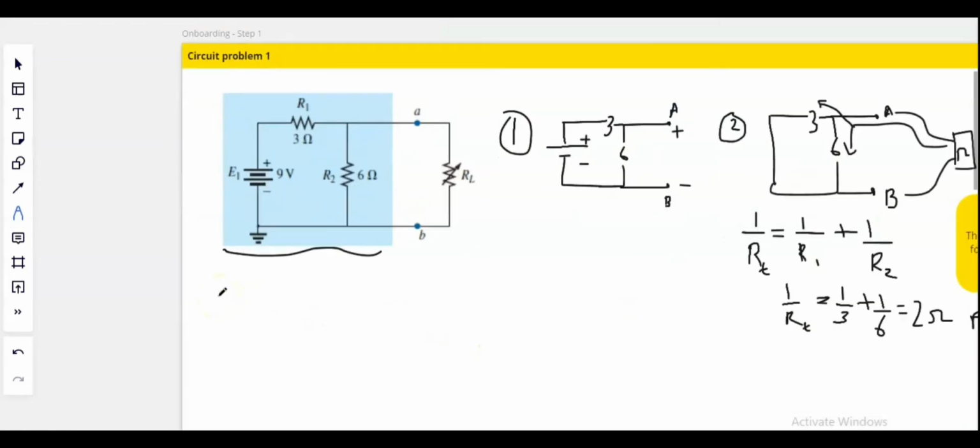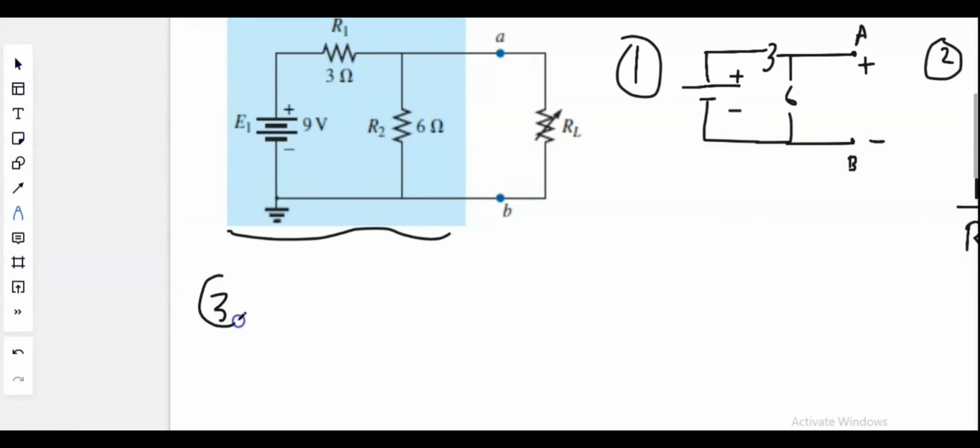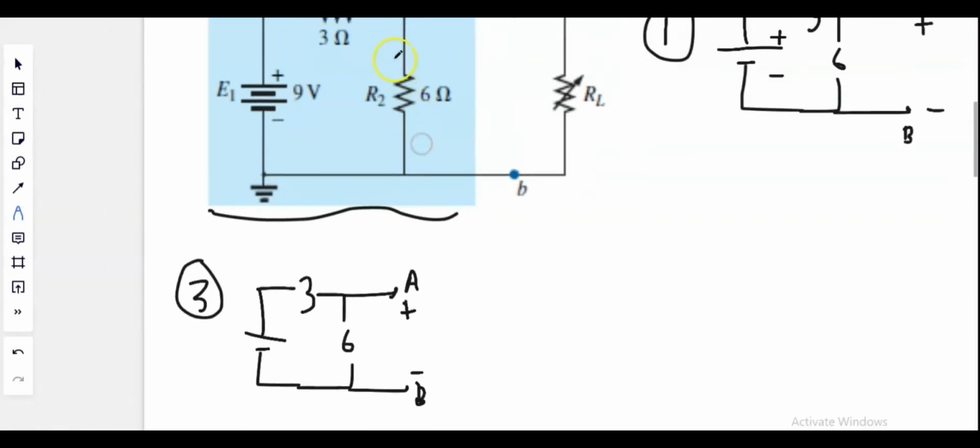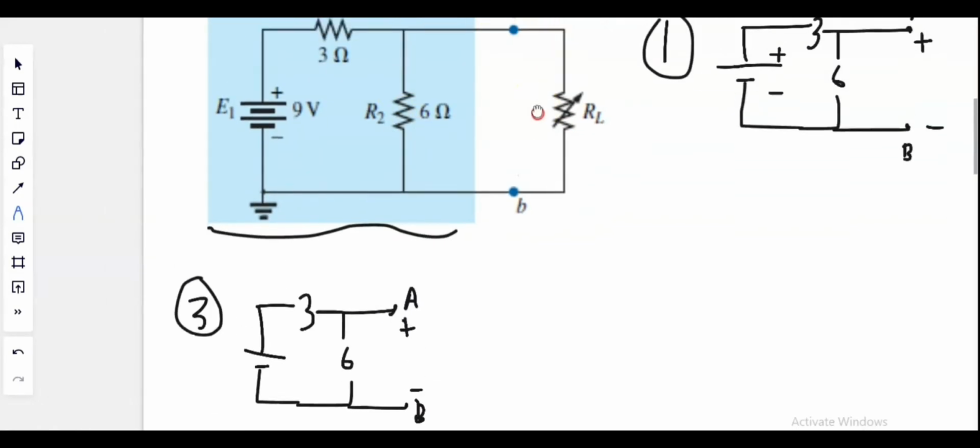Now step 3 will be finding the Thevenin voltage. To find the Thevenin voltage, we need to restore our power source, and we will connect our voltmeter across A and B. But theoretically, to find the voltage across A and B, we can do one thing. The voltage across A and B is the same as the voltage drop across R2. Therefore, finding the voltage across R2 will give us the voltage across A and B.